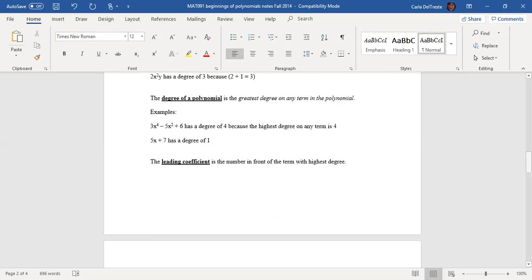The leading coefficient is the number in front of the term with the highest degree. So as soon as you spot that highest exponent, it's going to be the coefficient of that term. That's your leading coefficient.